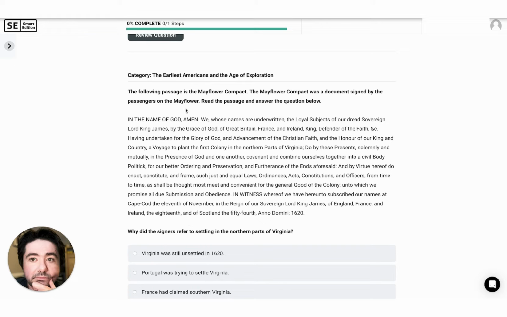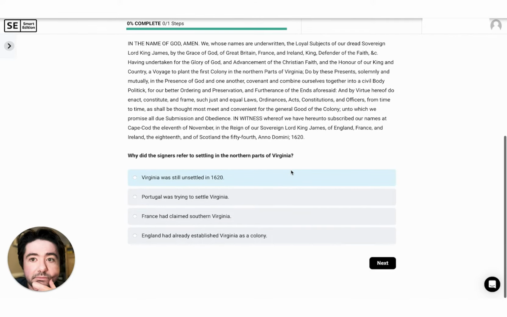Okay, first, let's take a look at our category, the earliest Americans and the age of exploration. The following passage is the Mayflower Compact. The Mayflower Compact was a document signed by the passengers on the Mayflower. Read the passage and answer the question. Why did the signers refer to settling in the northern parts of Virginia? Was it because Virginia was still unsettled in 1620? Portugal was trying to settle Virginia? France had claimed southern Virginia? Or England had already established Virginia as a colony?